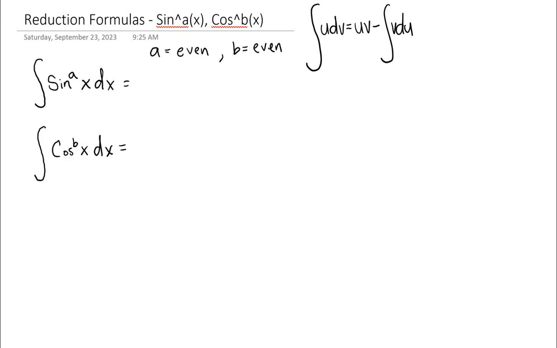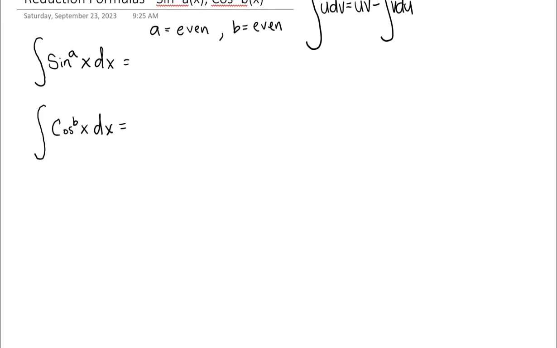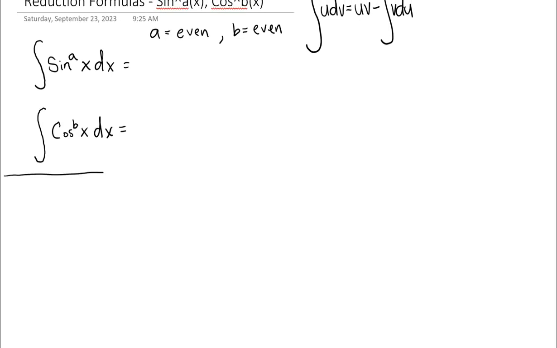Now in this case, with sines and cosines, we're going to start off with high powers of sines and high powers of cosines, and through repeated iterations of the reduction formula, they will be reduced into integrals of sine and cosine to the first power, which we know how to directly compute. So let's get into it. Let's derive the first reduction formula, and that'll be for sine.